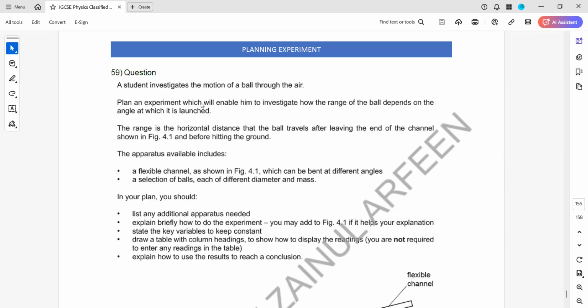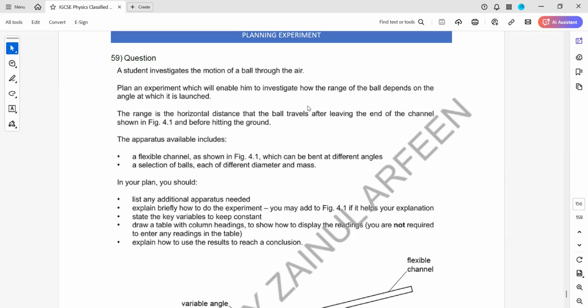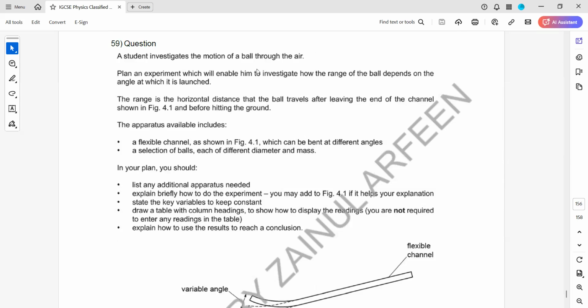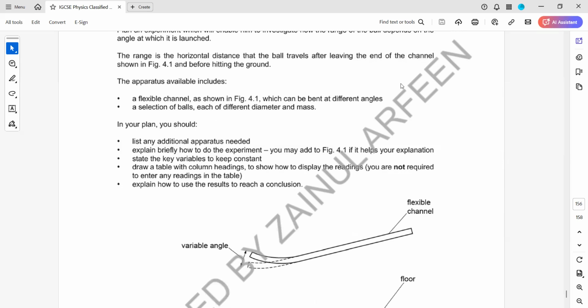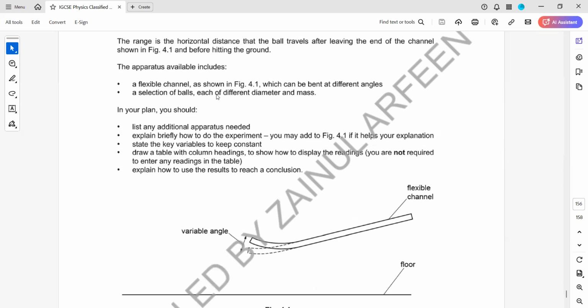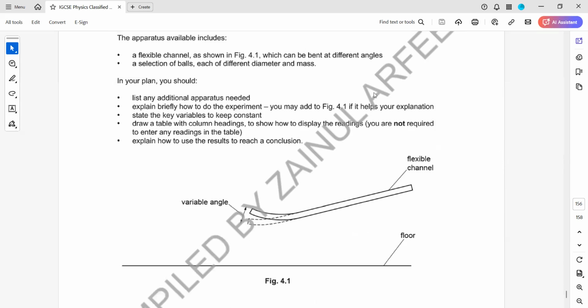Plan an experiment which enables him to investigate how the range of a ball depends on the angle at which it is launched. The range is the horizontal distance traveled after leaving the channel in figure 4.1. The apparatus available is a flexible channel which can bend at different angles, and a selection of balls, each of different diameter and mass. In your plan, you should list additional apparatus.